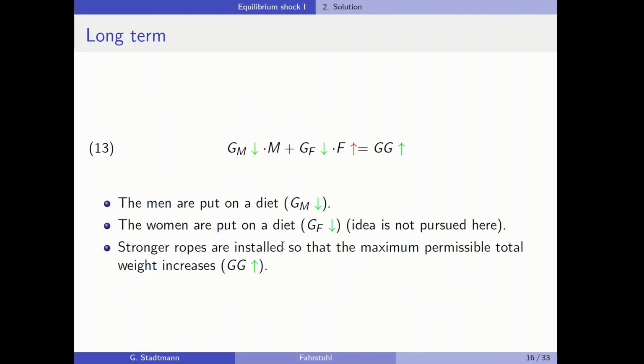In the long term, of course, it is also possible that the men have to be on a diet or the women have to be on a diet. We do not look at this idea at all. And then the third possibility is that in the long run also stronger ropes can be installed so that the capacity constraint is increased. You can see the adjustment possibilities in the long run indicated by the green arrows. When more females are in the elevator, we can reduce the weight of the men, the weight of the females, or we can increase the capacity constraint so that these 4 additional women can use the elevator.